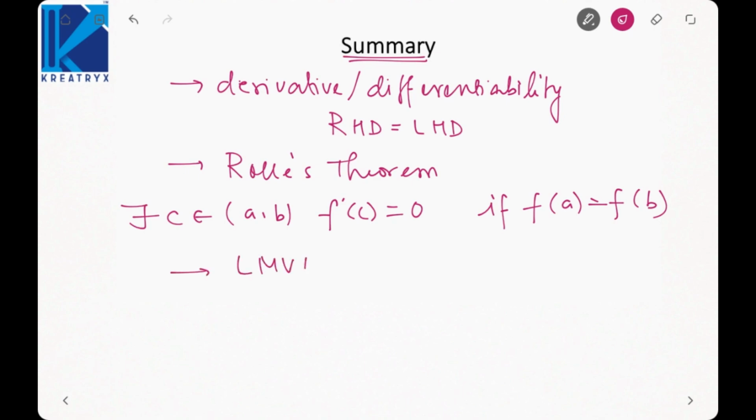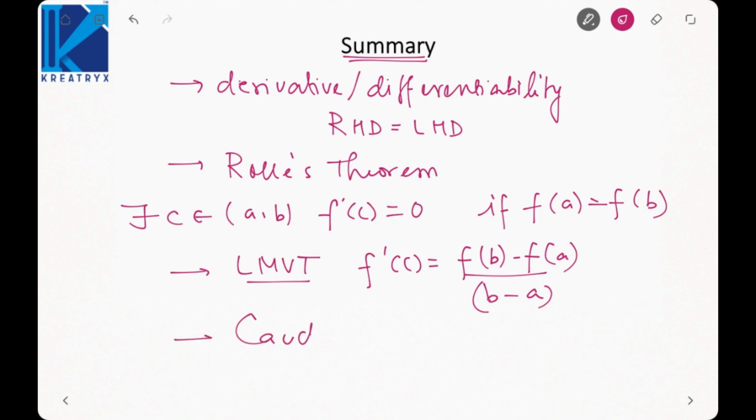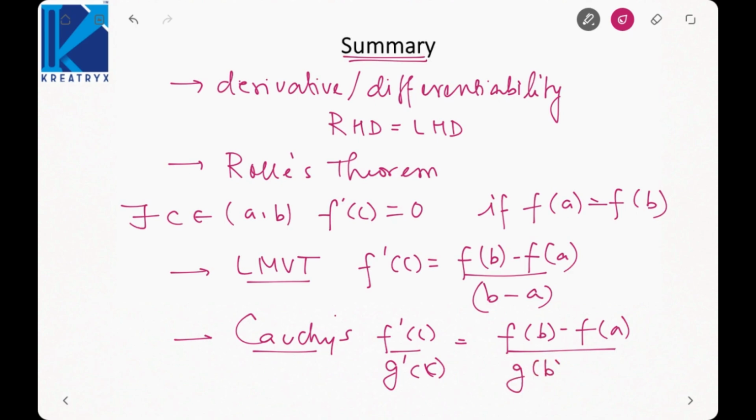Then we saw Lagrange's mean value theorem, which said that f dash c is equal to f(b) minus f(a) over b minus a. Here all the conditions remained the same except for the fact that f(b) equals f(a). Then we saw Cauchy's mean value theorem, which took into account two functions and said that f dash c by g dash c is equal to f(b) minus f(a) over g(b) minus g(a). So that is what we have covered in this lecture. In the next lecture, we will see some problems based on the concepts covered in this lecture.